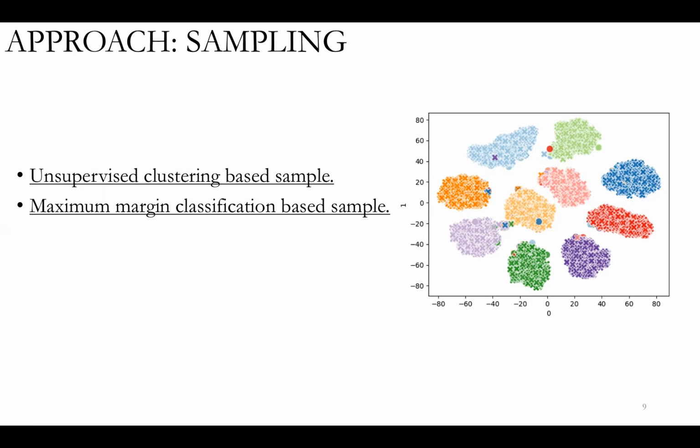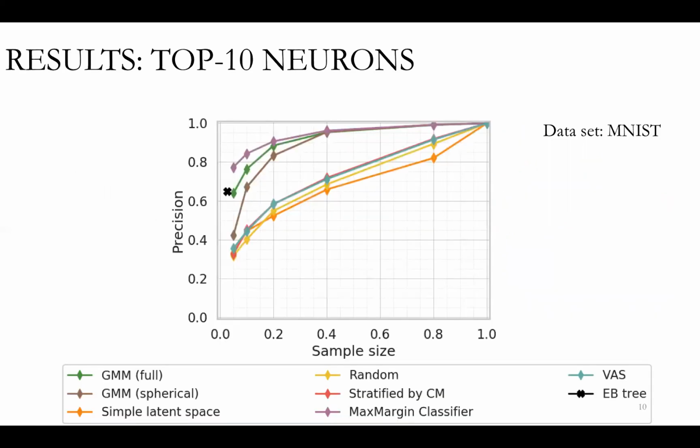Our samples consistently outperform other techniques on model diagnostic queries. Here we show the result for the top 10 neuron activation. We compute the top 10 neurons on our sample and then compare it with the top 10 neurons on the entire data set to determine precision, which is the y-axis. Higher precision is better. X-axis is the sample size, which we vary from 5% to 100%. Our methods of max margin classifier and the two clustering examples with GMM consistently outperform on all three query types discussed previously.